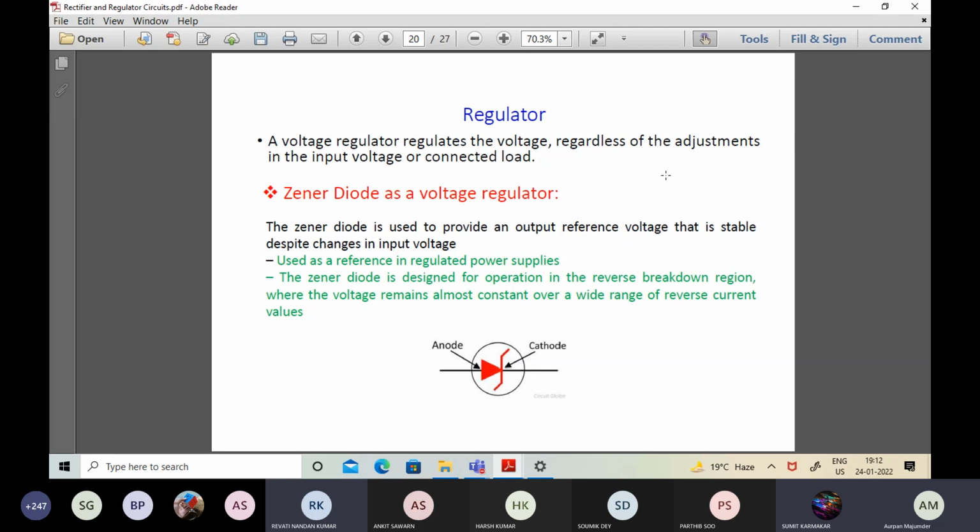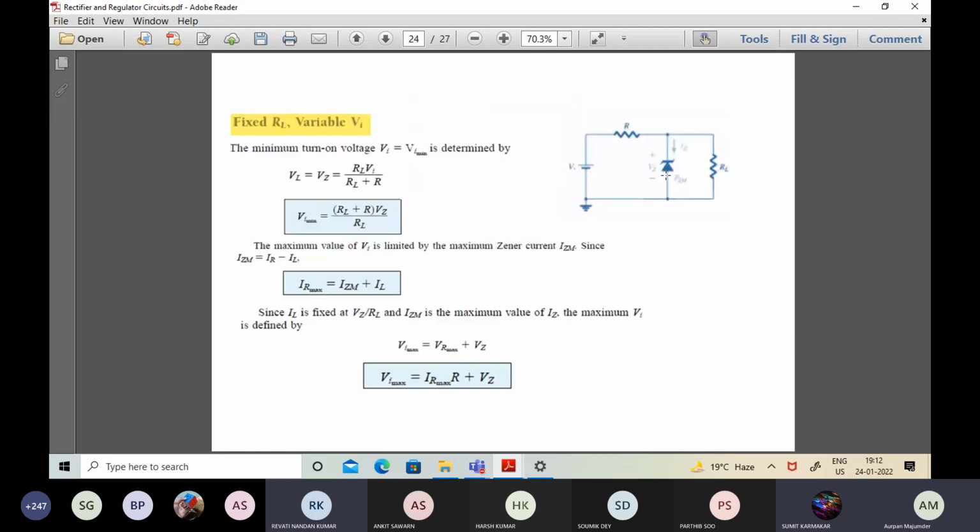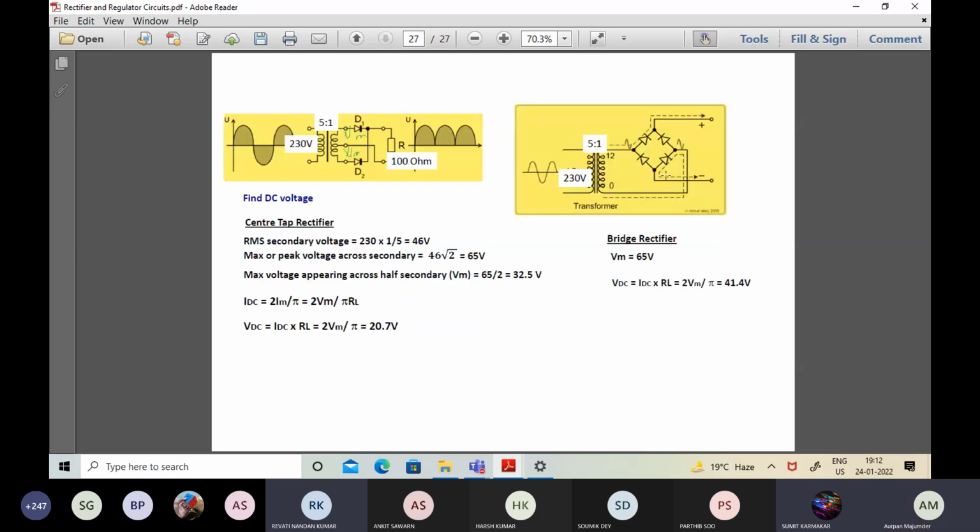Now, just before I get into the regulator segment, let me first discuss this problem with you all. This will complete the rectifier part that we have discussed, and whatever is given in this module, I mean this particular presentation. This is the last page of this rectifier and regulator circuits presentation, 27 out of 27.